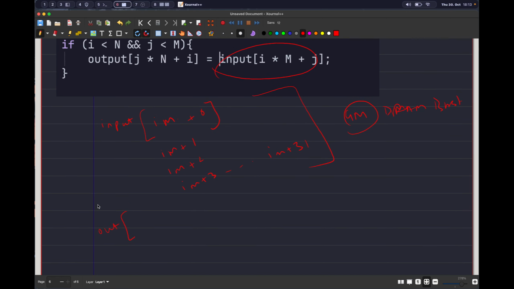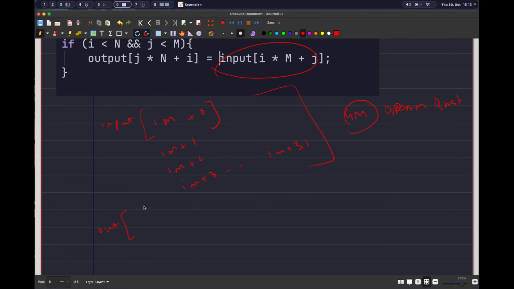So output goes by j dot n plus I, where j is varying and I is not varying in that case. So for the first thread, it will be 0 plus I. For the second one, it will be n plus I, then 2n plus I, then 3n plus I, and so on up to 31n plus I. So all of these locations in the output matrix are strided by n. The first location is here, the second location is here, the third location that we are accessing is here.